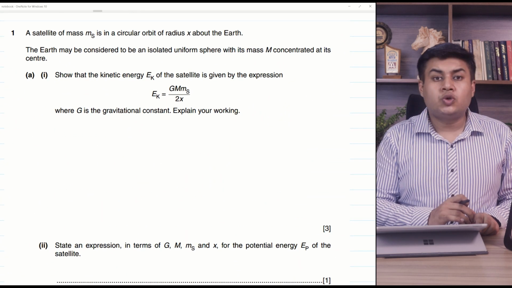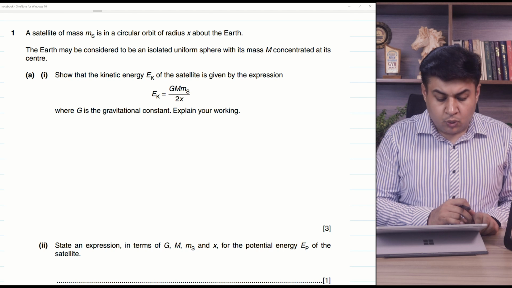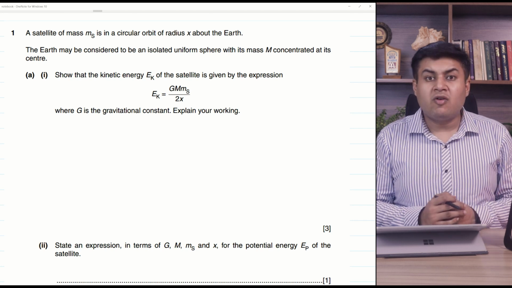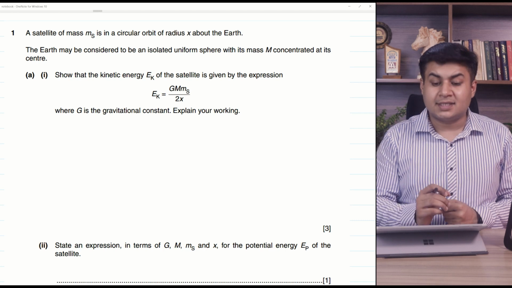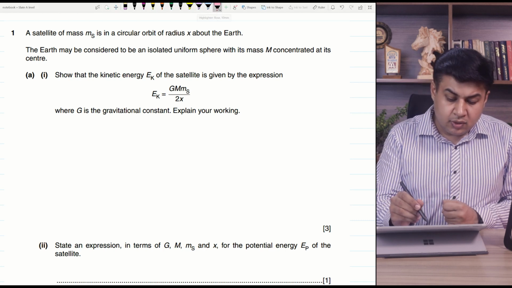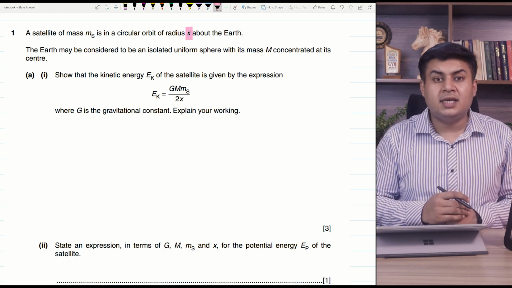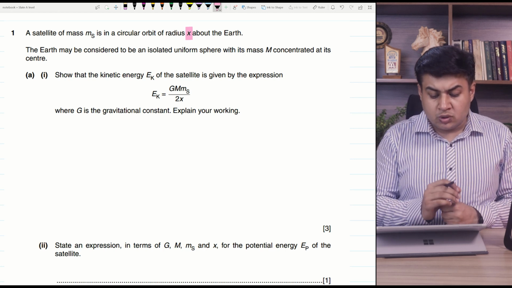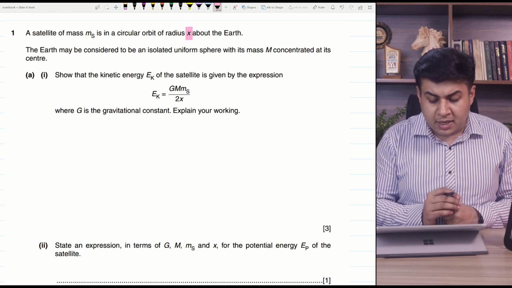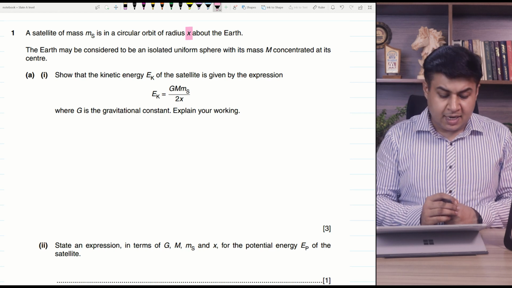So this question is associated with the energies of a satellite. The question says that a satellite of mass ms is in a circular orbit of radius x. Remember, generally radius is represented by r, but in this question radius is represented by the symbol x. The Earth may be considered to be an isolated uniform sphere with mass capital M concentrated at its center.